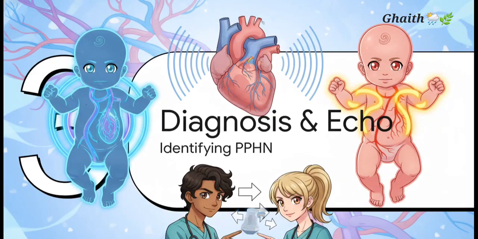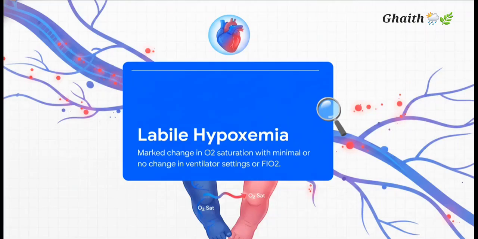Section 3, diagnosis and echocardiography. Identifying PPHN. Here's the tricky part. The clinical presentation of PPHN often perfectly mimics cyanotic congenital heart disease, requiring really rapid differentiation. The classic clinical hallmark you're looking for is labile hypoxemia. That's a massive swing in oxygen saturation with basically zero change in your ventilator settings or FiO2. Why? Because of those tiny constant shifts in that incredibly delicate balance between pulmonary and systemic vascular resistance.